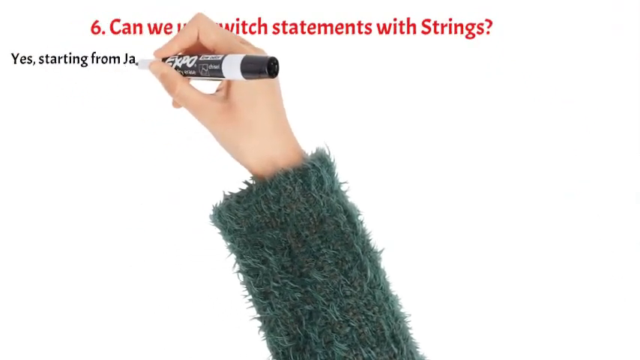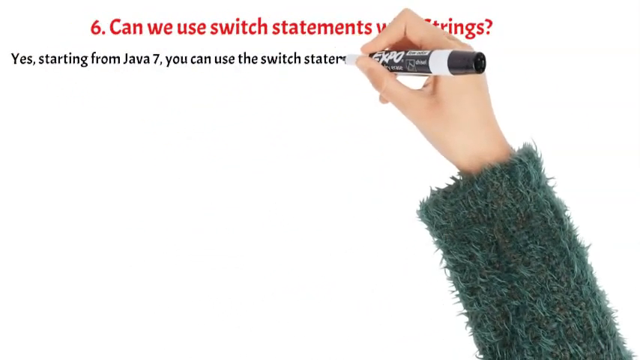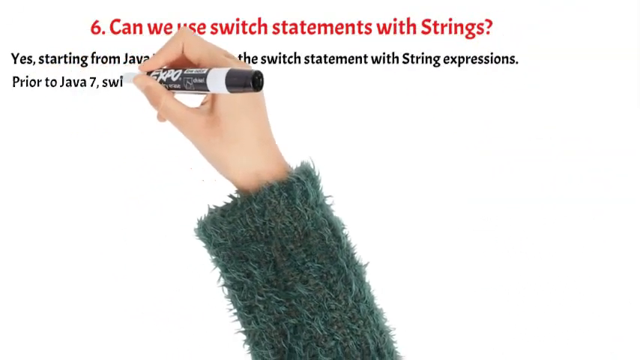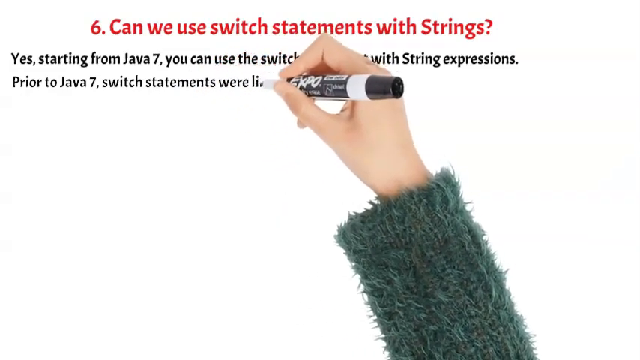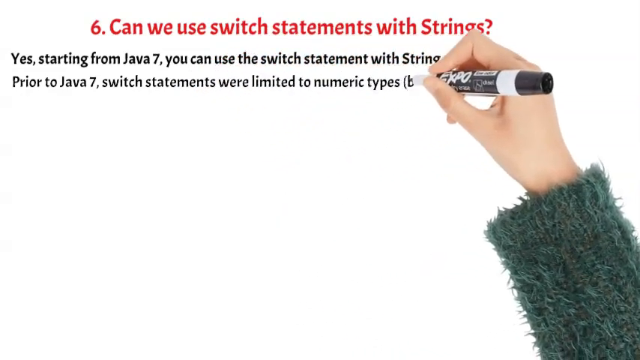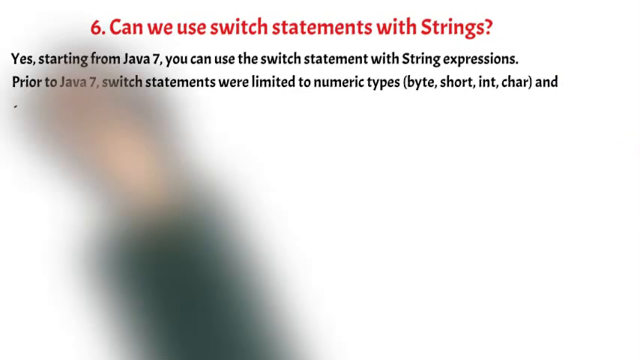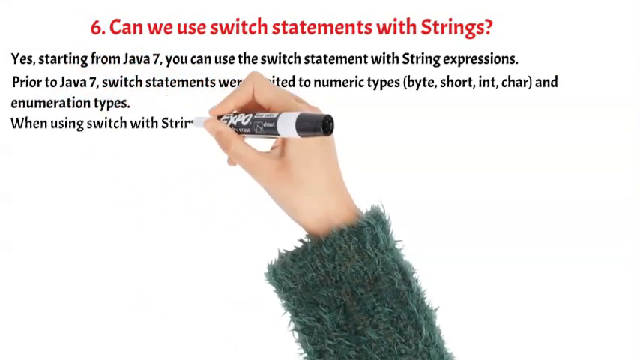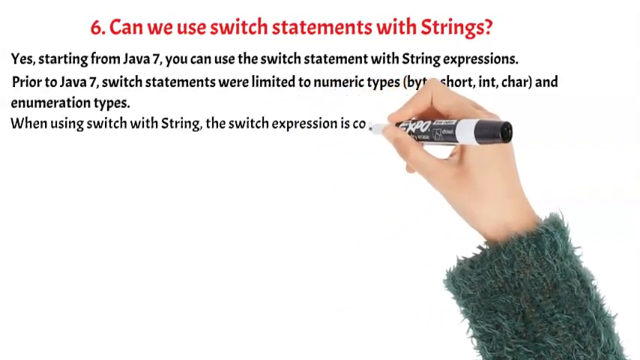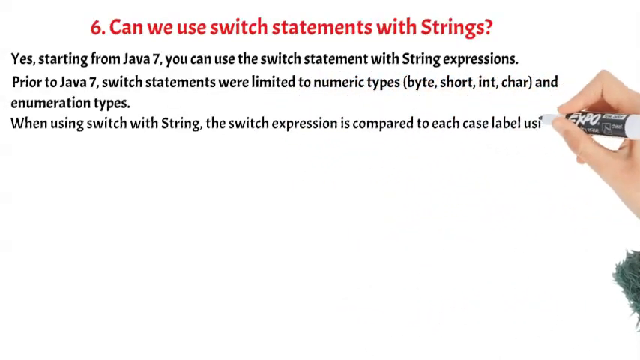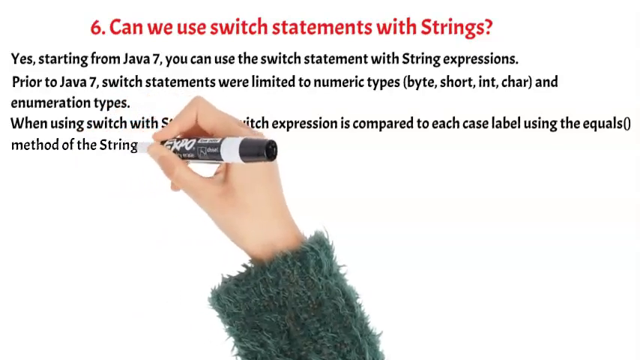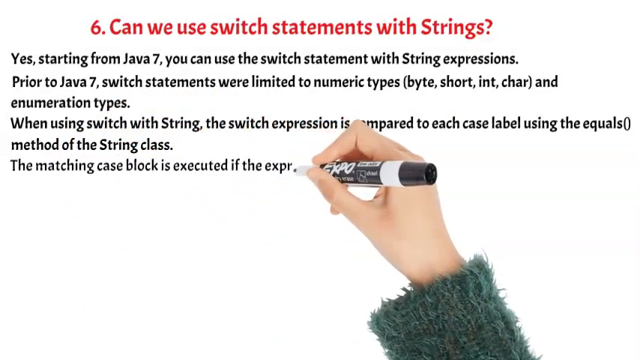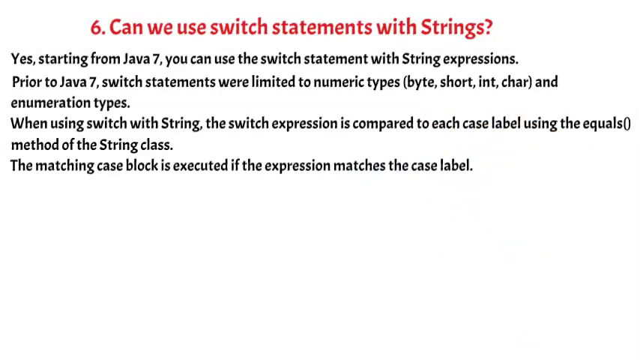6. Can we use switch statements with strings? Yes, starting from Java 7, you can use the switch statement with string expressions. Prior to Java 7, switch statements were limited to numeric types: byte, short, int, char, and enumeration types. When using switch with a string, the switch expression is compared to each case label using the equals method of the String class. The matching case block is executed if the expression matches the case label.